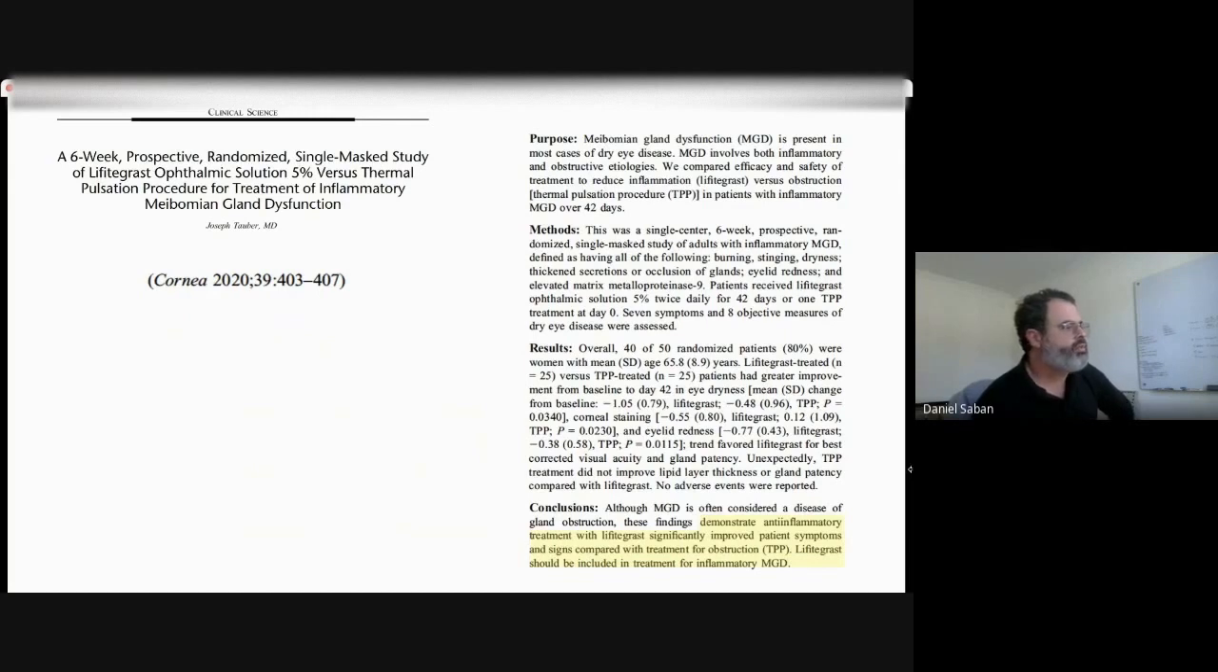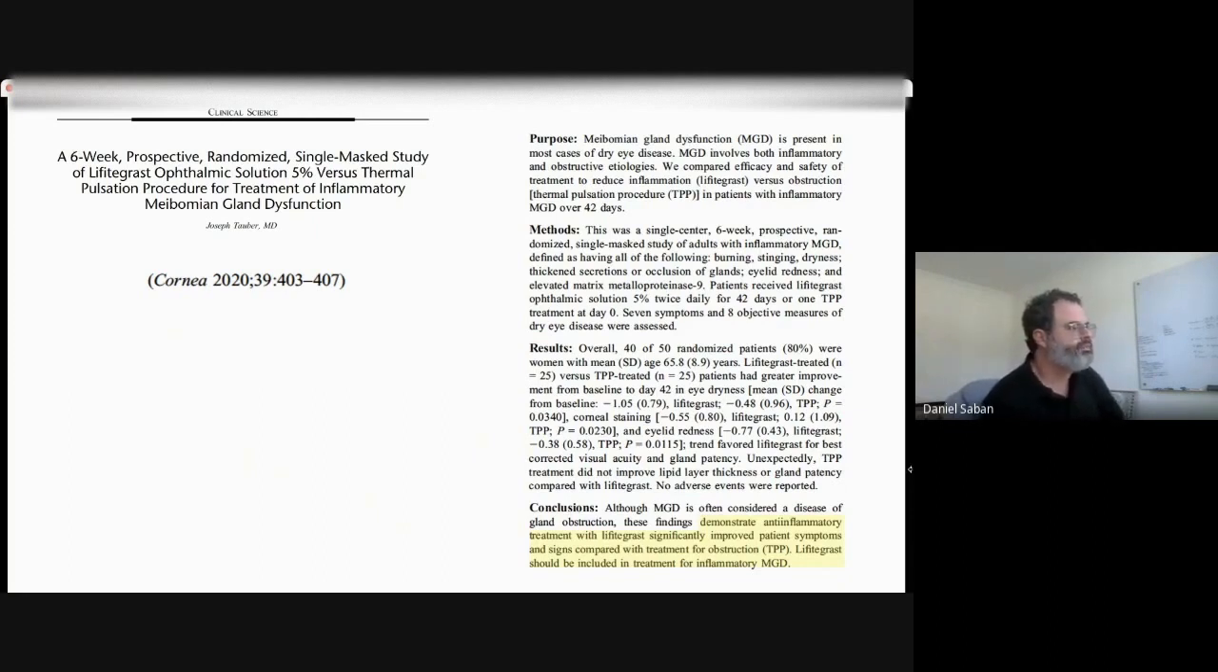And what's interesting is this was work done by Joseph Tauber. This is completely independent. In fact, I've never even talked to him. But essentially, he looked at TPP, which is thermal pulsation, which is used for rosacea and also used for Meibomian gland dysfunction, versus Lipids alone. And you can see in the bottom, they basically found something that recapitulates our model, in that it improved patient symptoms and signs. And in the bottom, they say Lipids should be included in treatment for inflammatory MGD. So we felt pretty excited about that.